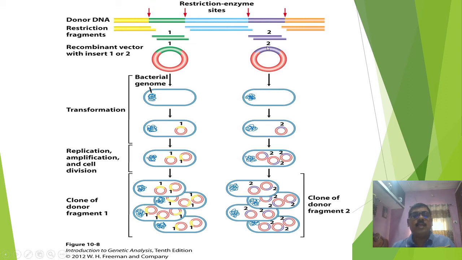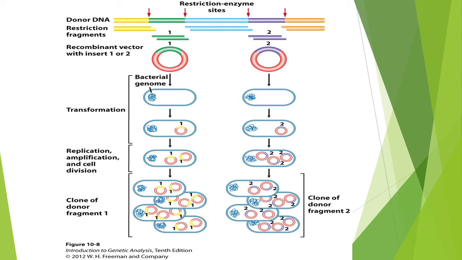This is the DNA fragment from the donor cell. After that, the molecule which is formed is called a recombinant DNA molecule. Now this recombinant DNA molecule is inserted into the bacterial genome, and next the transformation of the bacterial cell will be done.